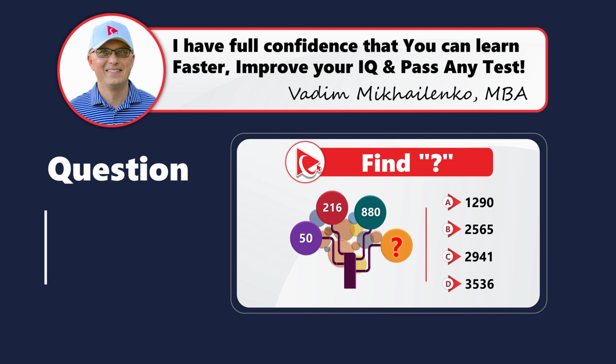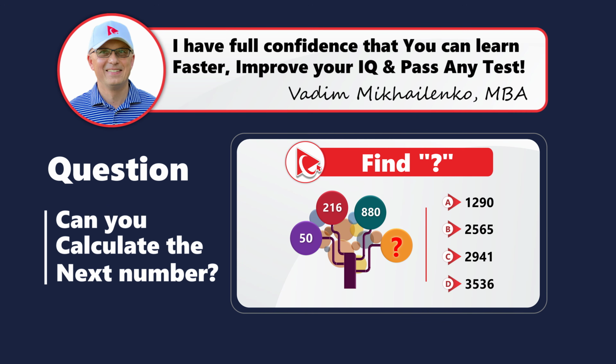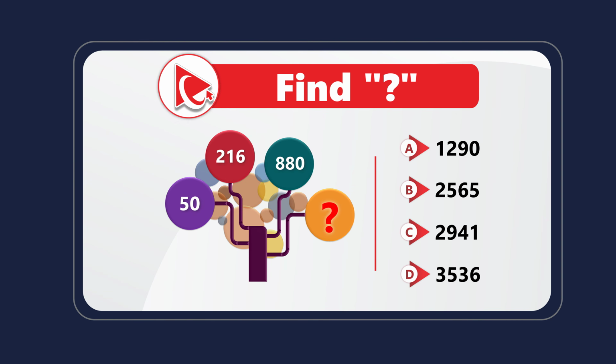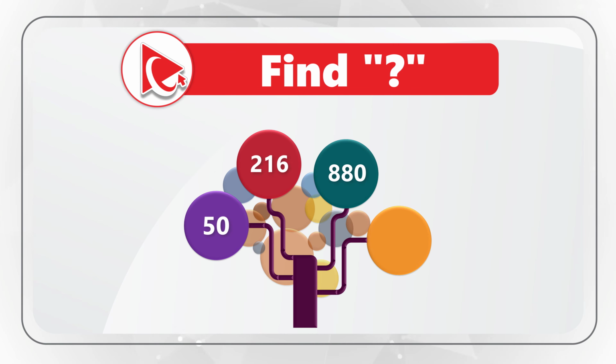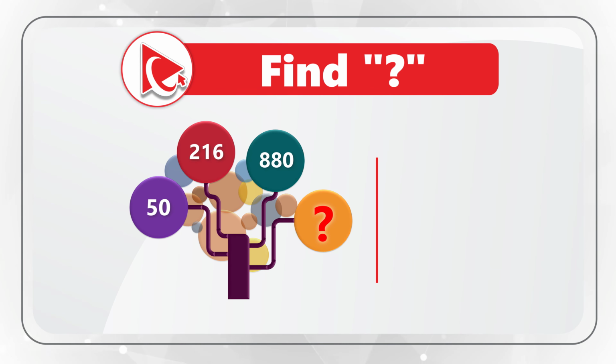Here's an amazing question where we need to find the missing number. You're presented with the tree-looking like structure, and it has the numbers in the circles on the top. The numbers are, if we start from the left, 50, 216, 880, and then comes the missing number. You need to calculate and select the missing number out of 4 possible choices.